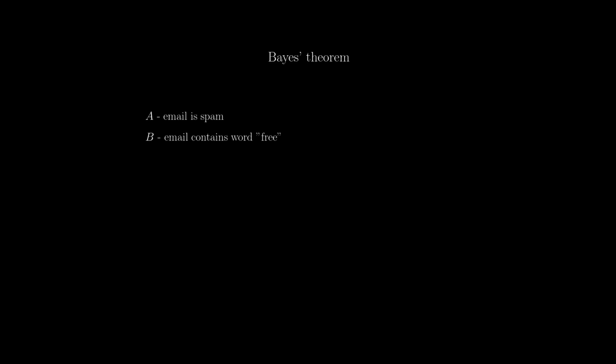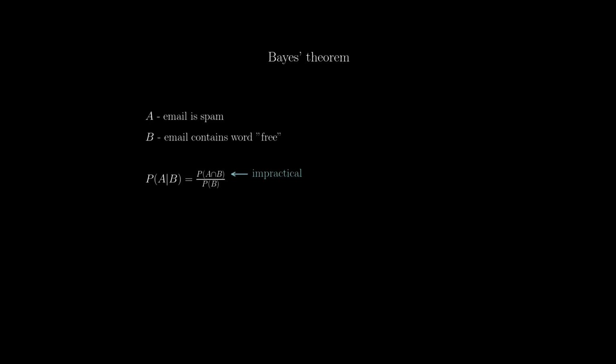Bayes' Theorem. Arguably the most famous theorem in probability theory, Bayes' theorem provides an alternative way of calculating a conditional probability. To use the typical example, let's consider the events A, the email is spam, and B, the email contains the word free. The probability that the email is spam, given that it contains the word free, is, according to the definition, the probability of the intersection of A and B over the probability of B.